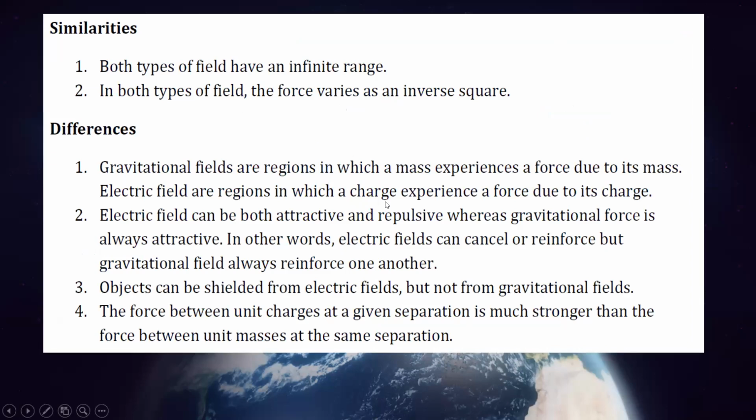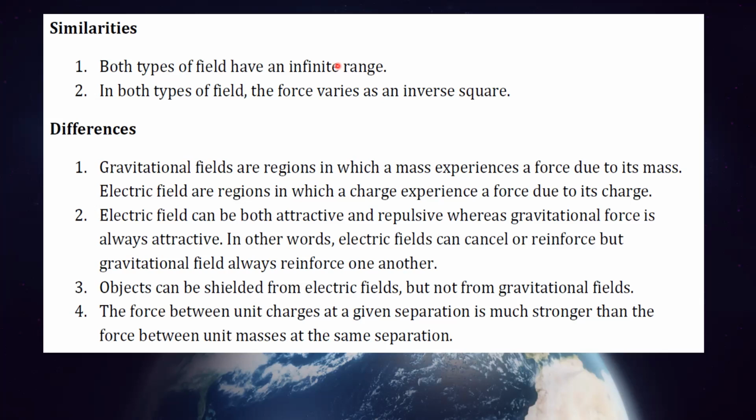What are the similarities, and how are they different from each other? Similarity: both types of fields have infinite range. We cannot say that the electric field acts at a distance of 2 meters and then suddenly is zero. No, it has infinite range. We cannot limit the electric field strength or intensity. Same thing, the gravitational field strength cannot be limited.